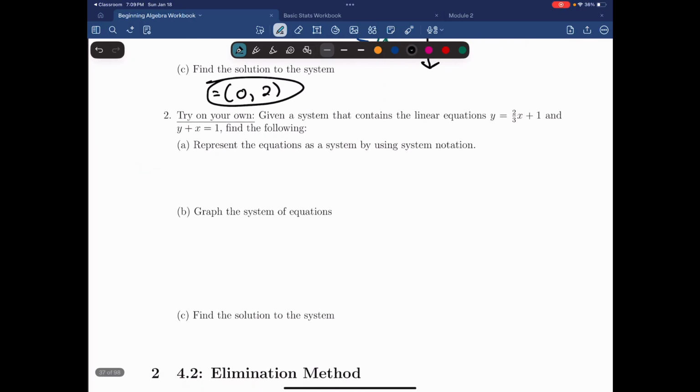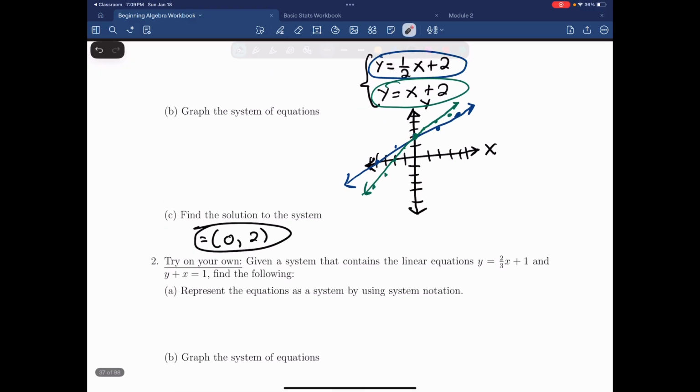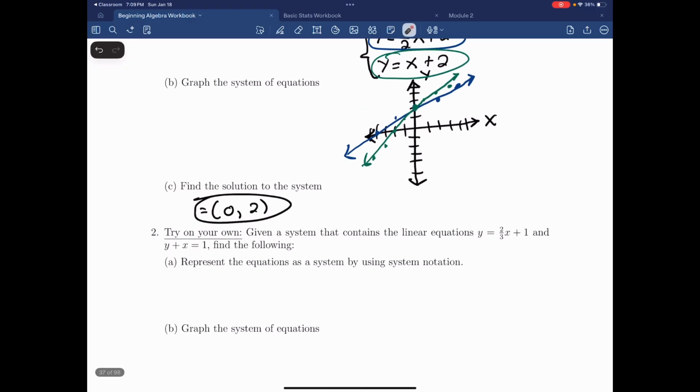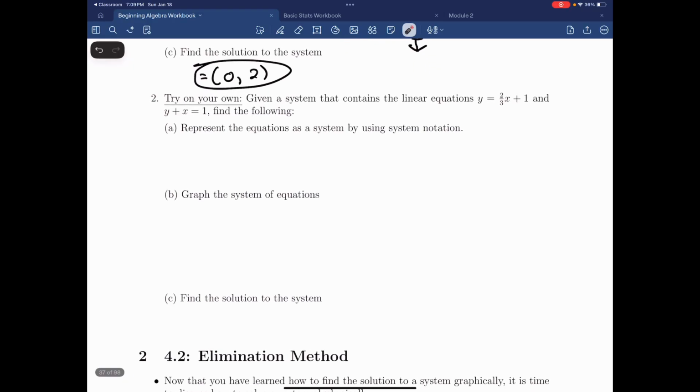So using the same process we did in this first example, I encourage you to pause the video and try example number 2 on your own using the same exact steps. Now, assuming you have given it a go, let's go through this together. So you are given a system that contains the linear equations y equals 2/3 x plus 1 and y plus x equals 1. Now let's find the following.